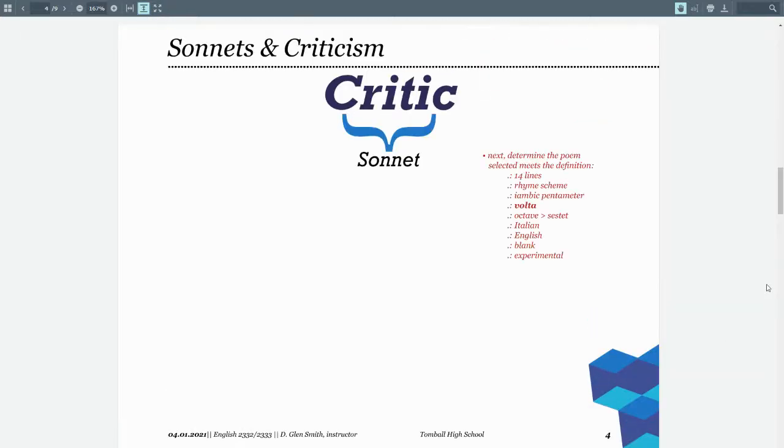Now, as a critic, you are viewing the sonnet. Okay. So the first step that needs to be processed, or the second step after you've chosen a lens, next you need to make sure that the poem you have in front of you is a sonnet. Okay. And then you need to determine what type of sonnet you have.